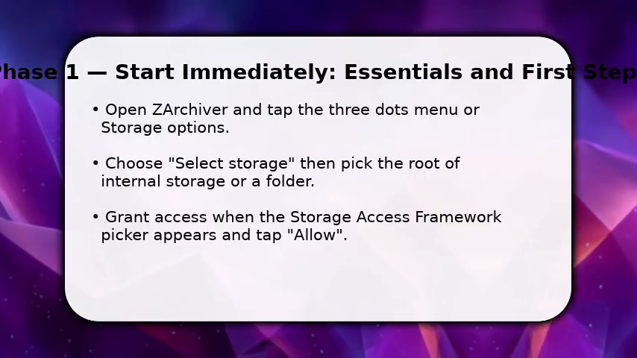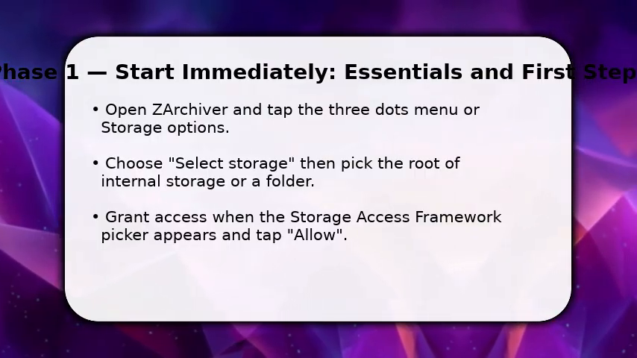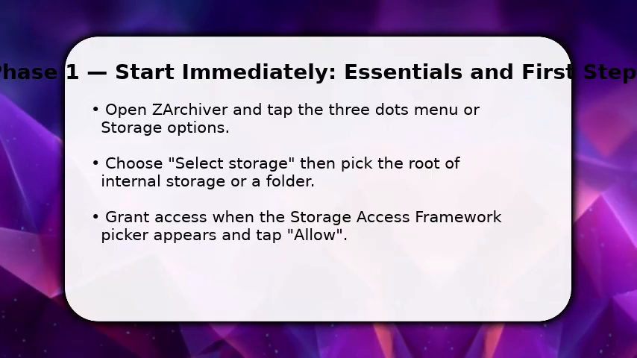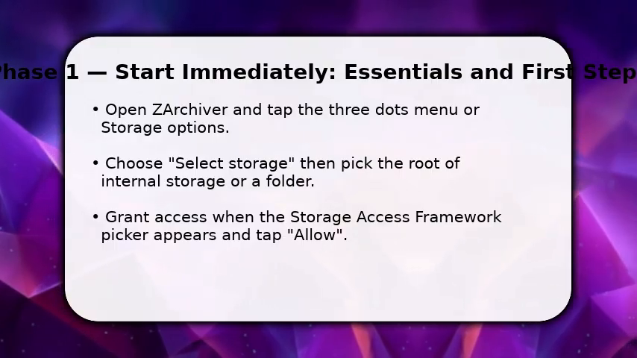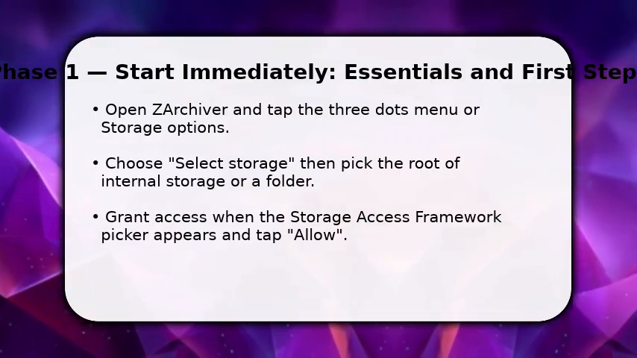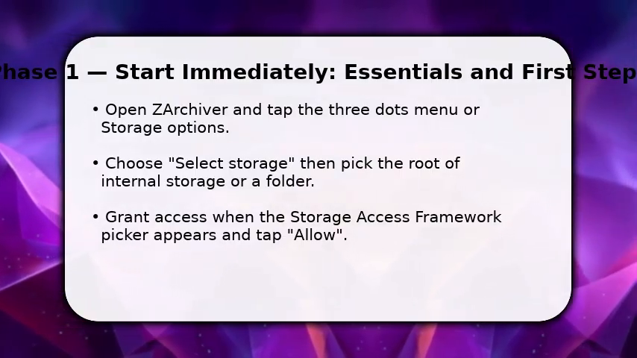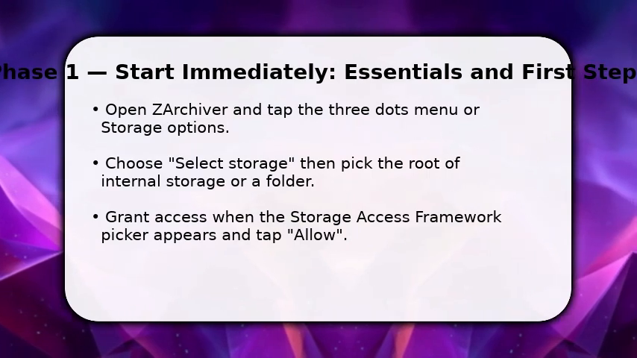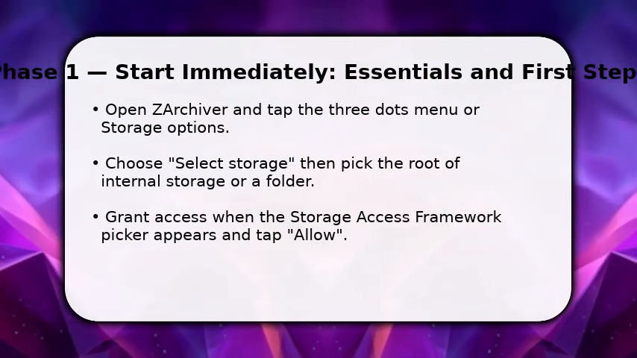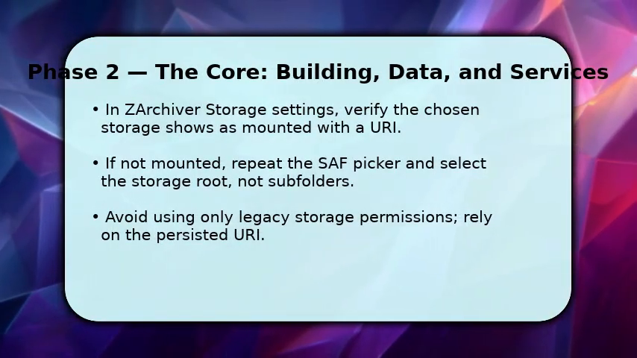Make sure to tap Allow and confirm you want Zarchiver to access that location. This stores a persistent URI so the app can read and write without legacy permissions. Once done, Zarchiver can operate normally with modern scoped storage. Next, confirm the permission persists.